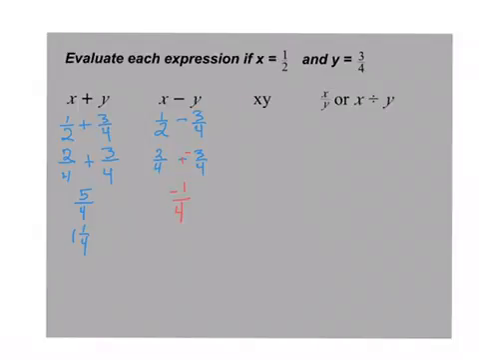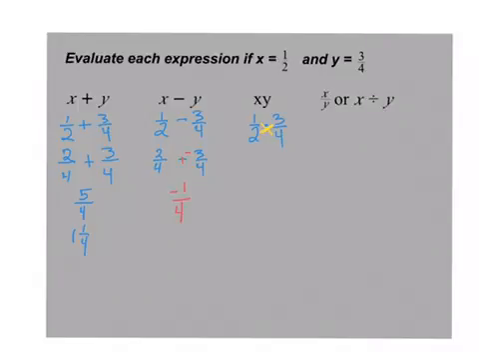When I see x, y next to each other, we know that means I'm going to be multiplying. So I'm going to multiply 1/2 times 3/4. I'm looking across. Is there anything that I can do reducing with? I see there's nothing here. 2 and 3 don't reduce to anything. 1 and 4 don't reduce.